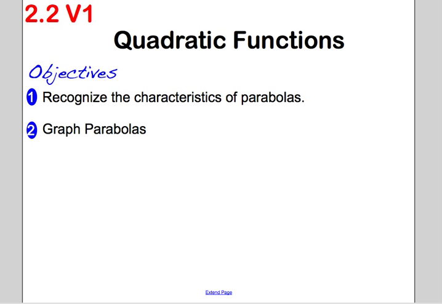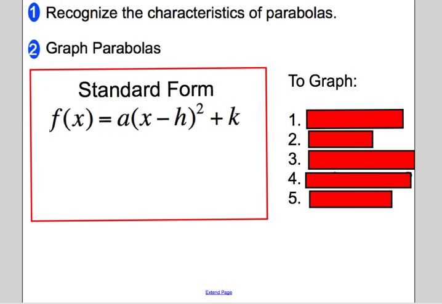This is section 2.2, and this will be the first video in that section. And today we are talking about quadratic functions. So we're going to be recognizing characteristics of parabolas today and graphing them. Remember, a quadratic function is a fancy way to say it's a parabola. So objectives 1 and 2: recognizing the characteristics and graphing it.